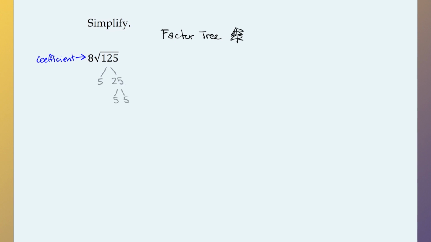And then we're going to keep breaking it down until we get to all prime numbers. So 25 breaks down into 5 and 5. Once we have our factor tree all the way down to prime numbers, we're going to look for partners in crime on those roots, so the bottom numbers. Those get to escape our radical jail. So in this case, we have one pair of 5s.